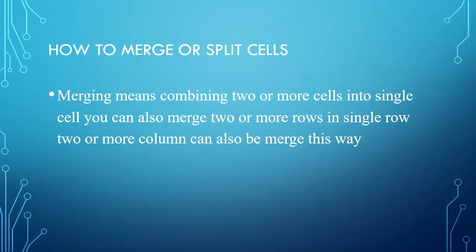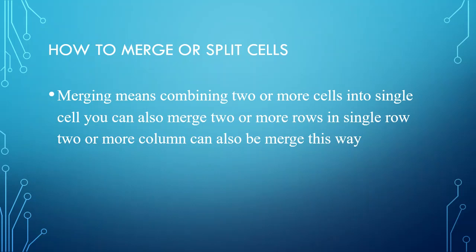Our first topic is given in your book, page number 19. Go to your book, page number 19. Over here you can see how to merge and split cells. What does merge basically mean? Merging means combining two or more cells into a single cell.